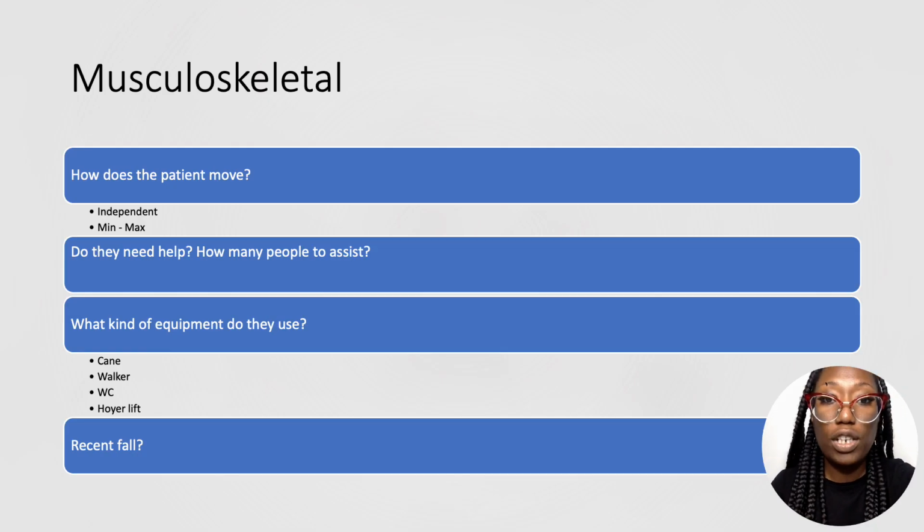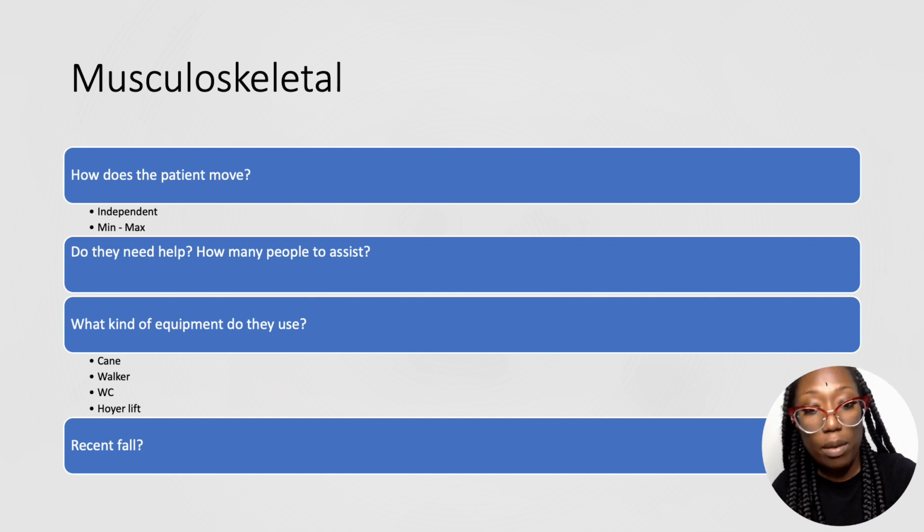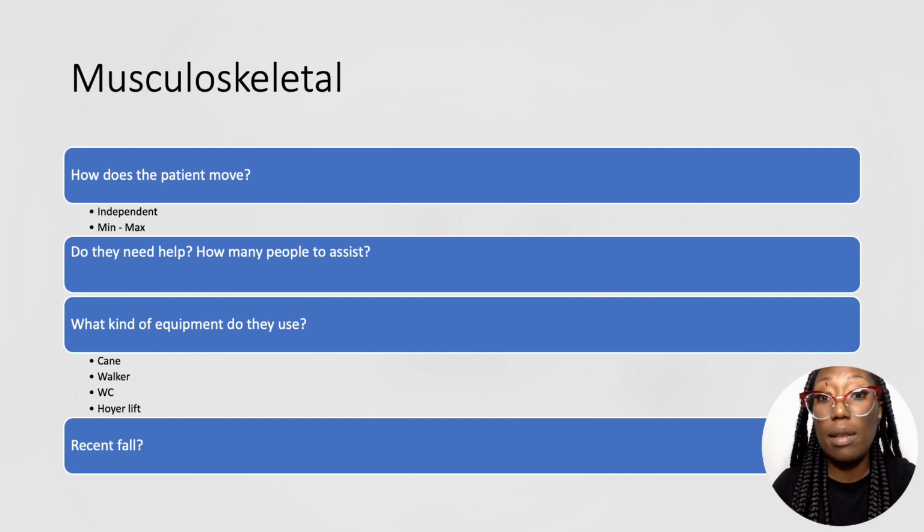Next, you want to mention the musculoskeletal system. This is basically how your patient moves around. Are they independent? Do they need minimal assistance, or do they need the maximum assistance of 2 to 3 people? You want to mention whatever type of equipment the patient needs.